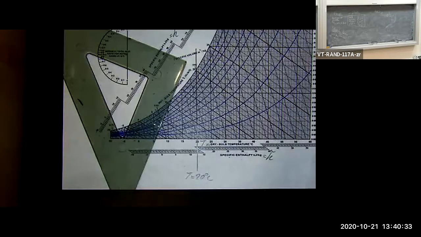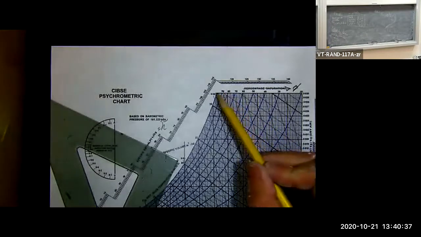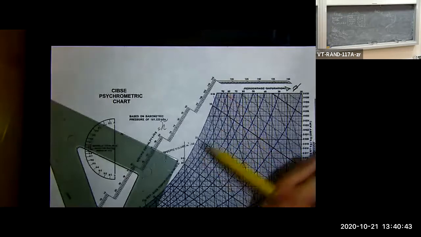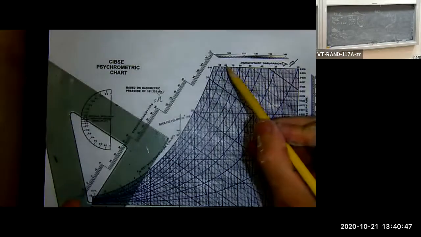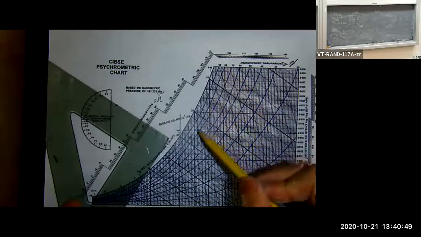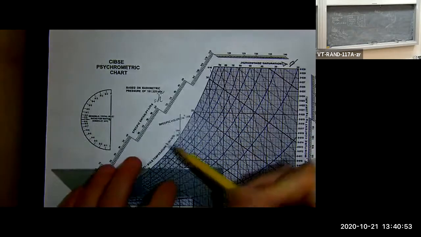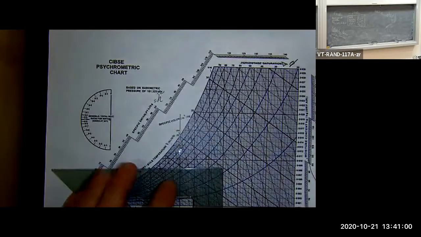Now I need to find 80%. 90, 80, 100%. So here's my 80% relative humidity line of constant relative humidity. I'm going to follow this 80% all the way down until I hit my 20-degree vertical line. And I'm going to put a little dot right there. Okay?